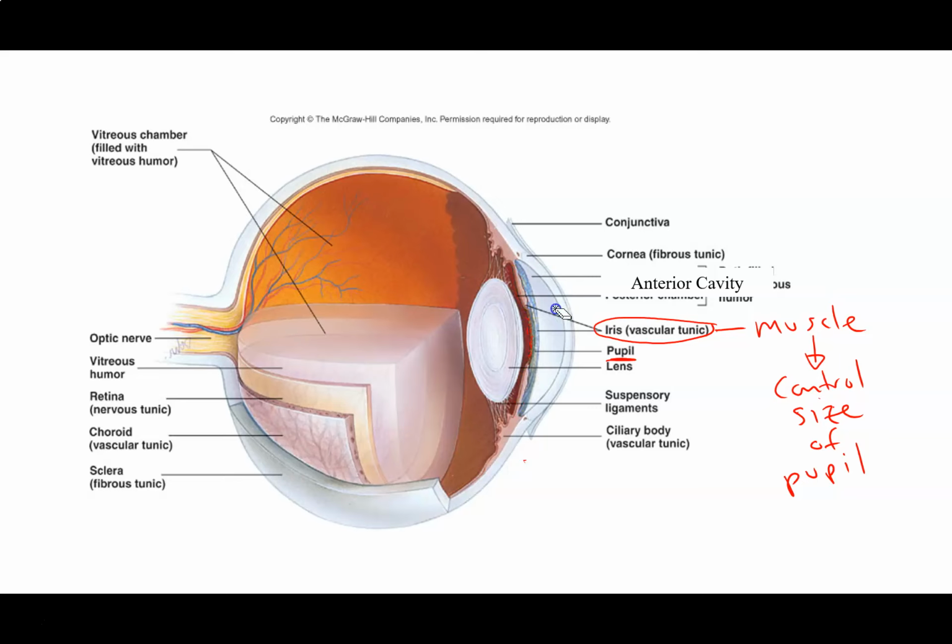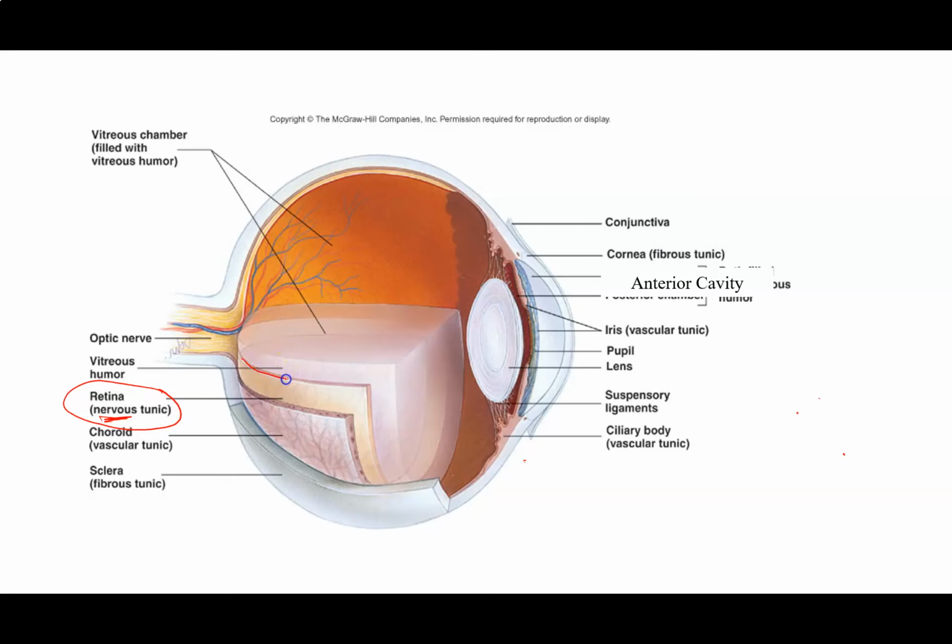So the three structures of the vascular tunic are the choroid, the ciliary body, and the iris. The internalmost layer of the eye is known as the neural tunic, and the neural tunic is made of a layer known as the retina. Here it's labeled the nervous tunic, and it's kind of this buff color. You can see it here on the peel away layer.